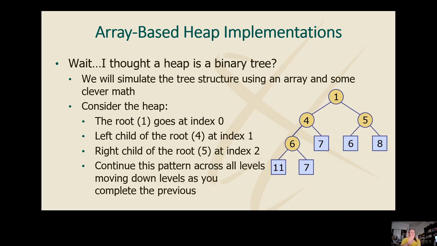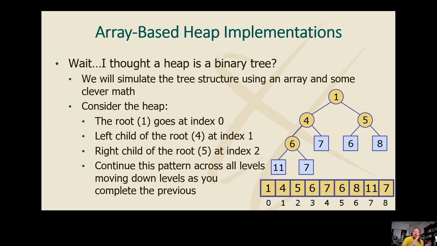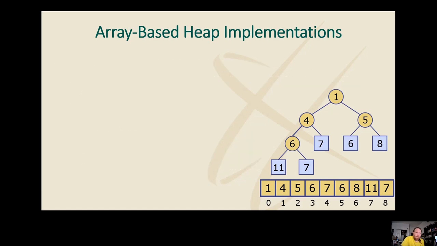And we continue across all levels, moving across the level and then down to the next level as you complete the previous one. And we end up with this, which you notice will be the order of traversal if we do a breadth first search of this tree. This is not an accident. But there's some fun things here. Do we see a pattern in this?